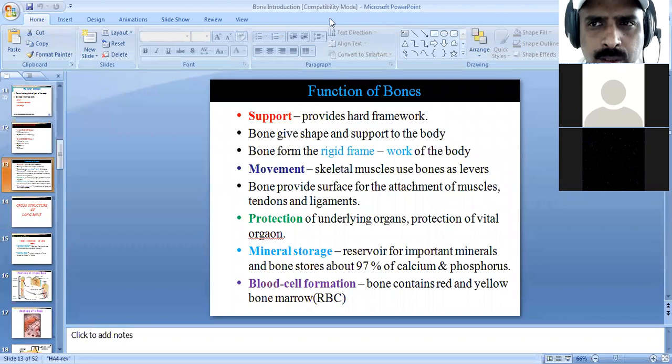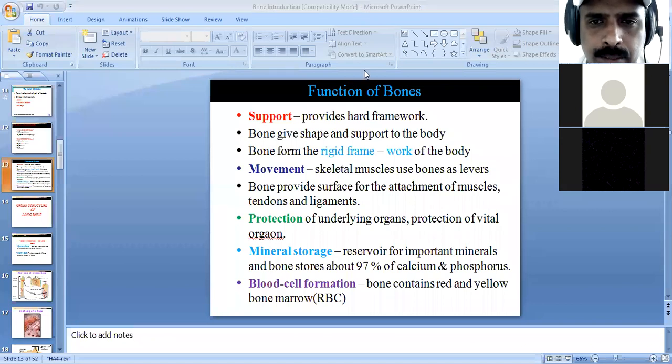You have to know that almost all of this supporting framework is made of bones, which help to support and make the hard framework of the body. Second, bone gives shape and support to the body. So this support is in the form of shape and support to the body, and that is the second function of the bone.